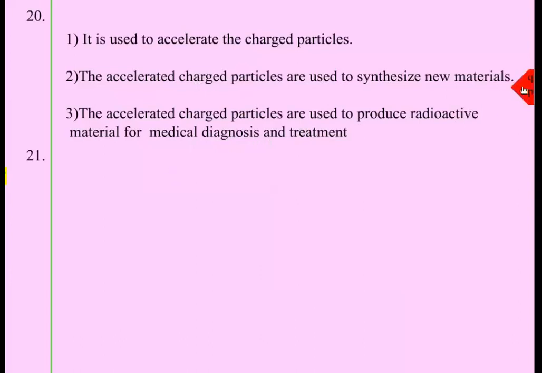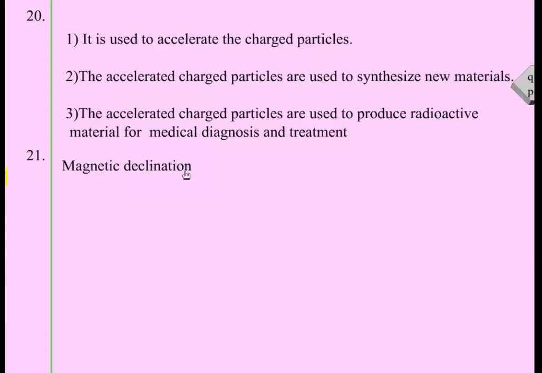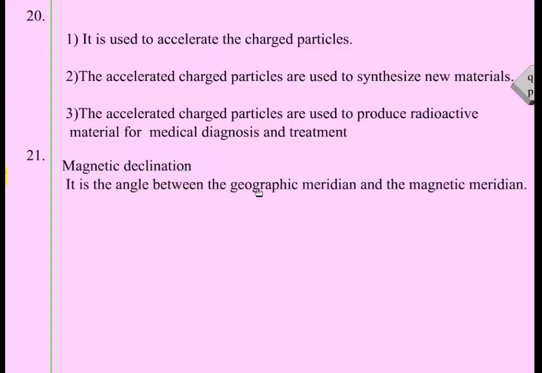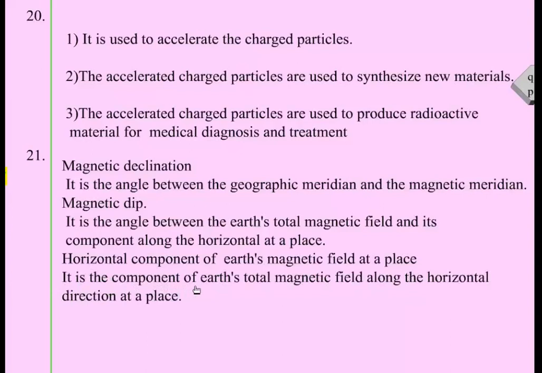Now it is the 21st one. Look here, the 21st question: what are magnetic declination, magnetic dip, and horizontal component of Earth's magnetic field at a place. So look here, magnetic declination: it is the angle between the geographic meridian and the magnetic meridian. Magnetic dip: it is the angle between the Earth's total magnetic field and its component along the horizontal at a place. And horizontal component of Earth's magnetic field at a place: it is the component of Earth's total magnetic field along the horizontal direction at a place.